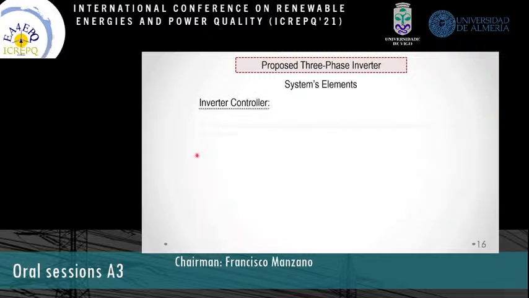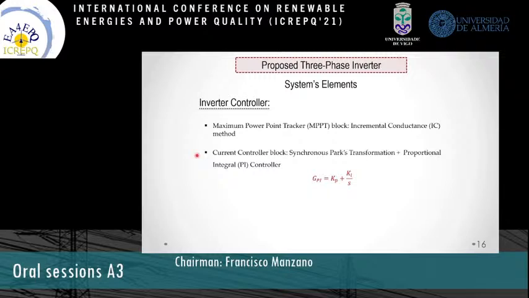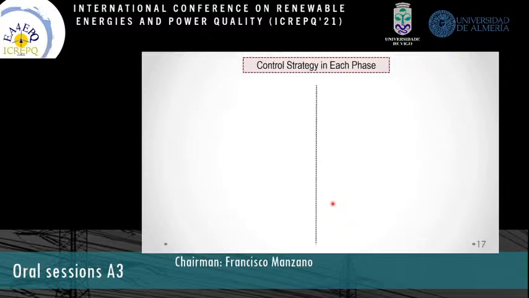In the inverter controller, a maximum power point tracker is used based on the incremental conductance technique. The control is based on the synchronous reference frame concept, where Park transformation is utilized in addition to a proportional integral controller with the following transfer function. A phase-locked loop block and a DC voltage regulator block are added to the inverter controller. The control strategy of the inverter differs between mode 1 and 2.